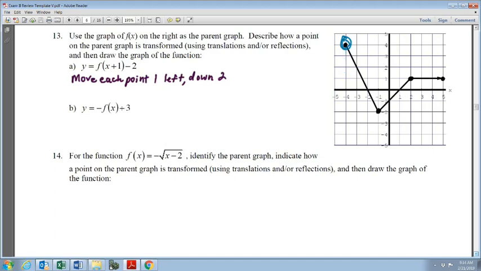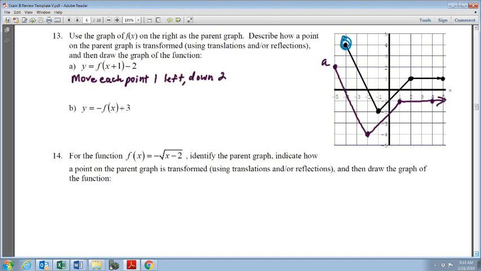Hold on a second, there we go. Alright, so those 2 points have been moved left 1 and down 2. Let's do the same thing with the other points. And you can kind of draw the lines as you go. And so that's the graph for part A.